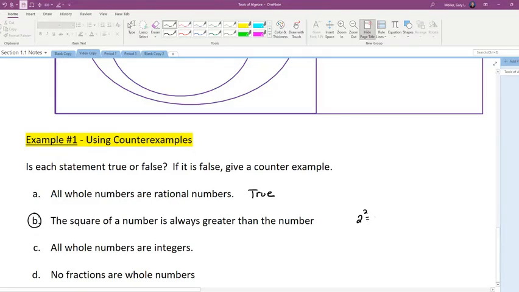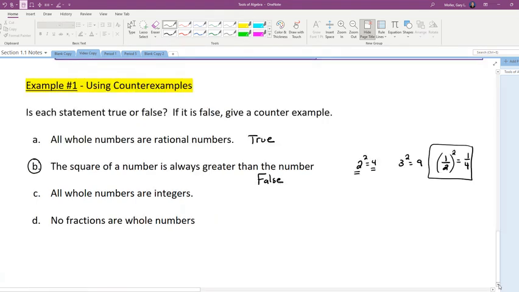2 squared equals 4, 3 squared equals 9. So we square the 2, it becomes a bigger number, 4. But there are examples where that is not true. And one classic example would be a number between 0 and 1. If I take a number of 1/2 and square that, I get 1/4, which is smaller. So to prove something false, all I have to do is show one counterexample. And so 1/2 squared equals 1/4 would be an example of a counterexample. So this is false. Also, really not a question I meant to be asking.